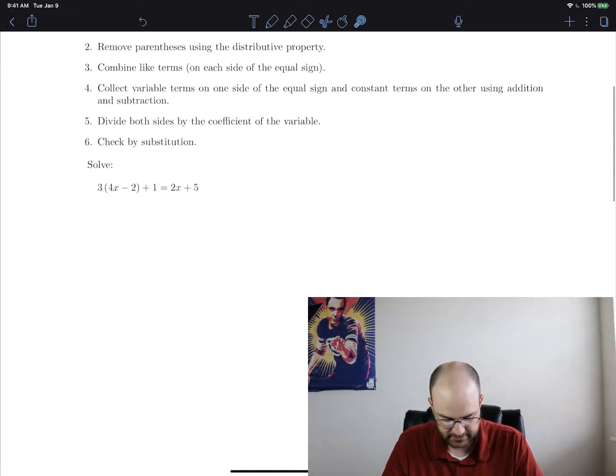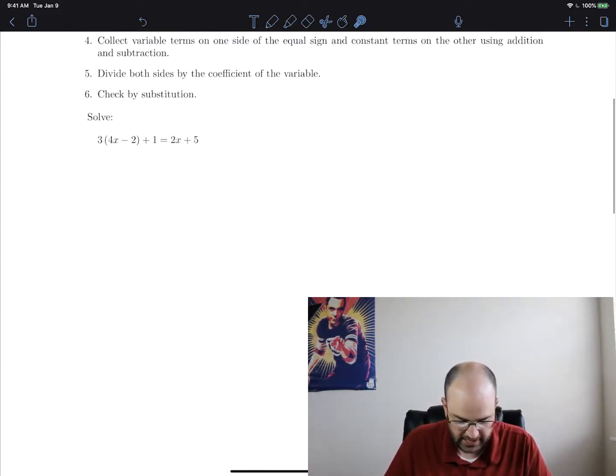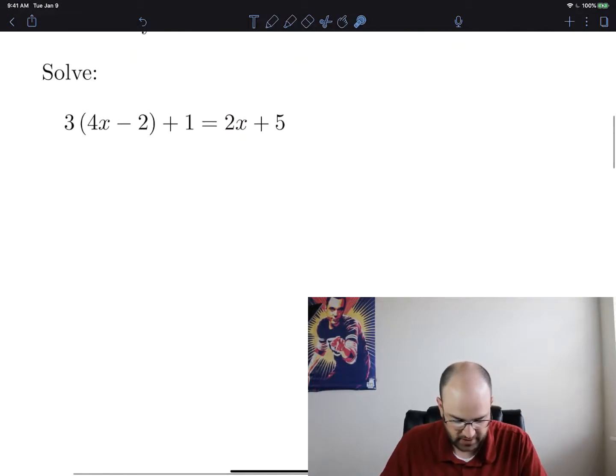Excellent. These are the steps. And let's go ahead and show that in action here. Now, the question that we have is to solve 3, and then parentheses, 4x minus 2, close parentheses, plus 1 equals 2x plus 5.